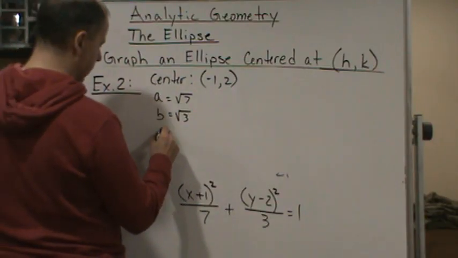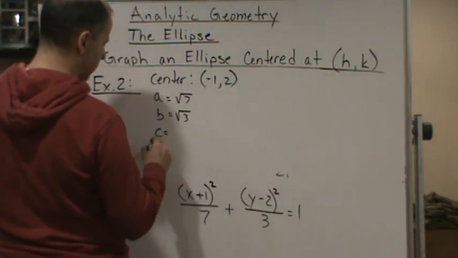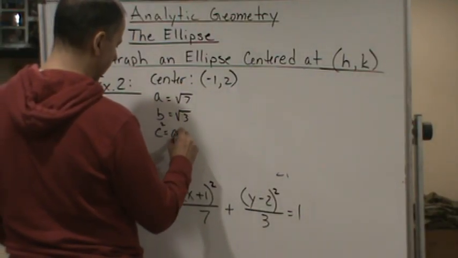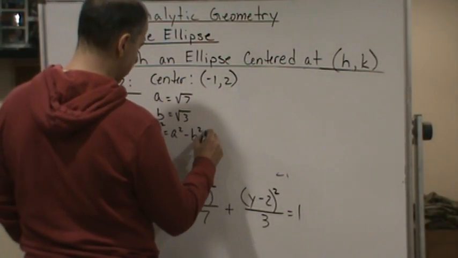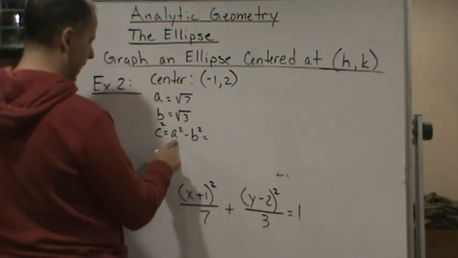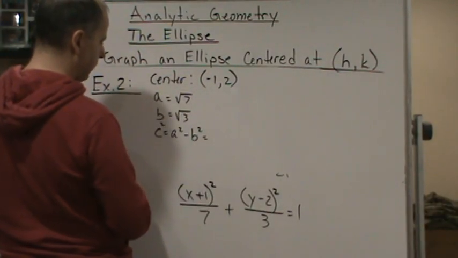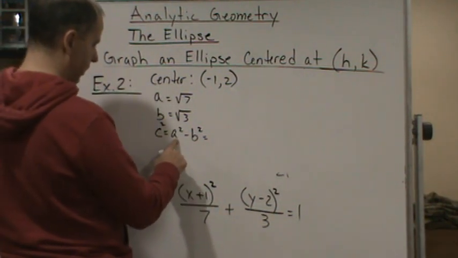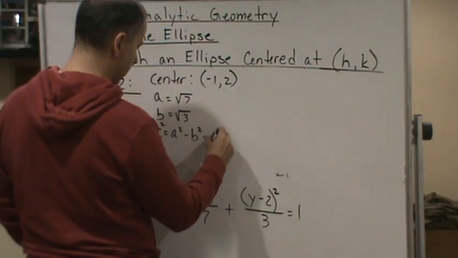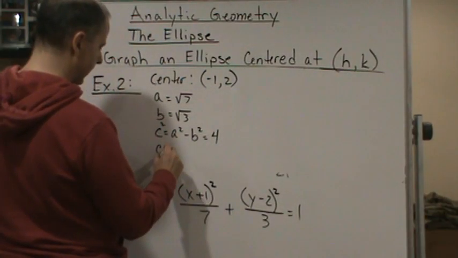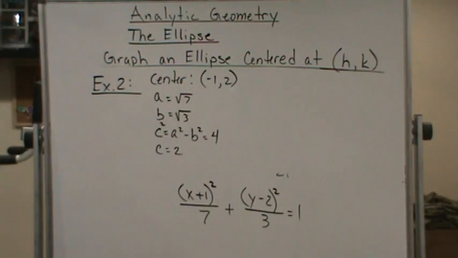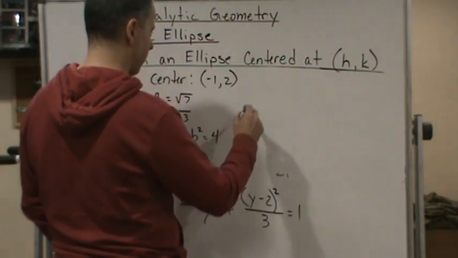Okay, so that means what? What's our c? Well, c squared equals a squared minus b squared. So what is a squared? That's 7. 7 minus 3 is 4, right? So this is going to give us 4. So c is going to be what? 2. Okay, so now we've got the information we need for the rest of the information.